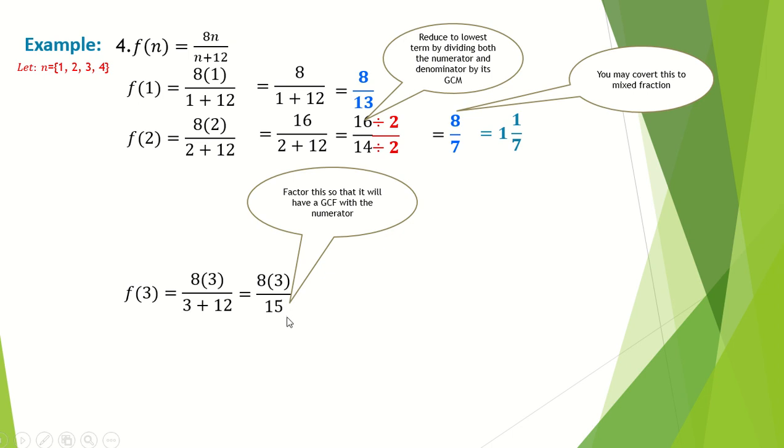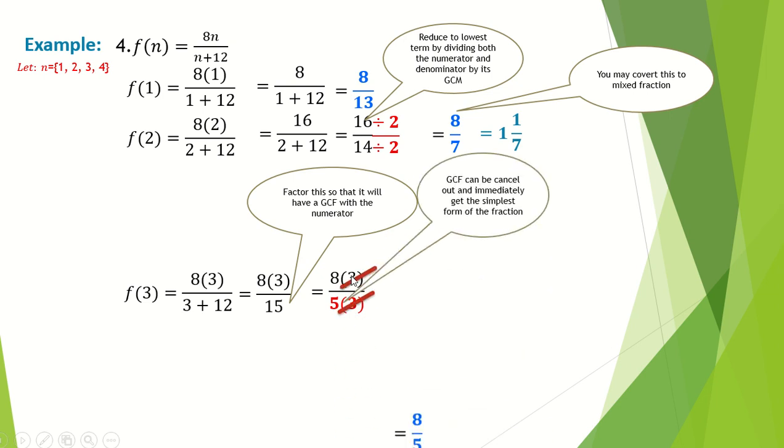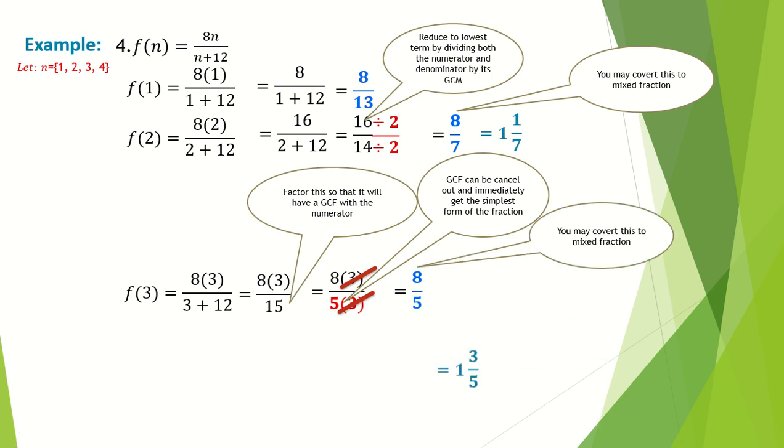So we need to factor 15 such that it will have a greatest common factor, or the same factor in the numerator at least. So 15 is factorable as 5 times 3, and it will have the same factor in the numerator. Therefore, I can cancel this out because they are equal to 1. I will be left with 8 over 5, and that is an improper fraction again. I will convert it to mixed form, and that is 1 and 3/5.